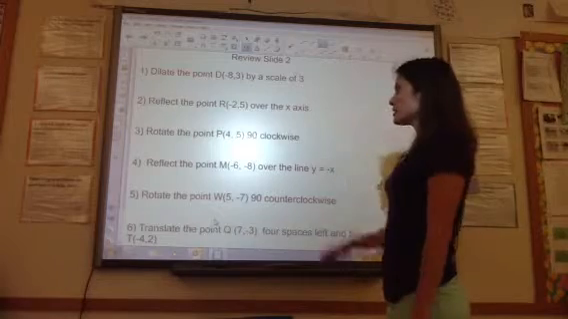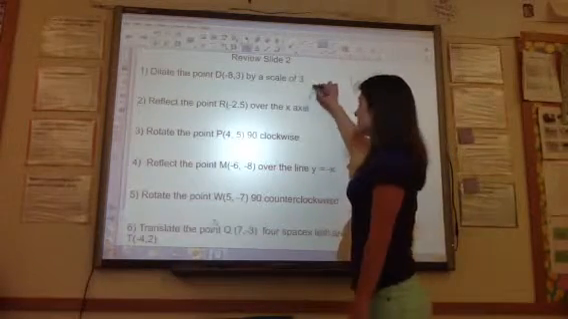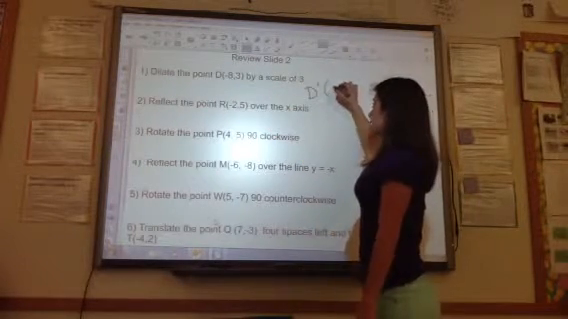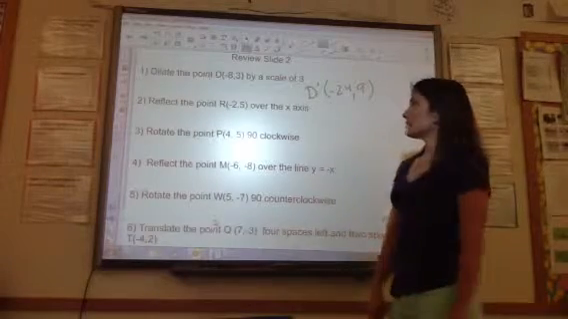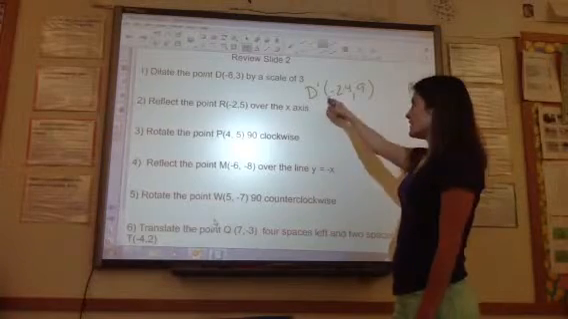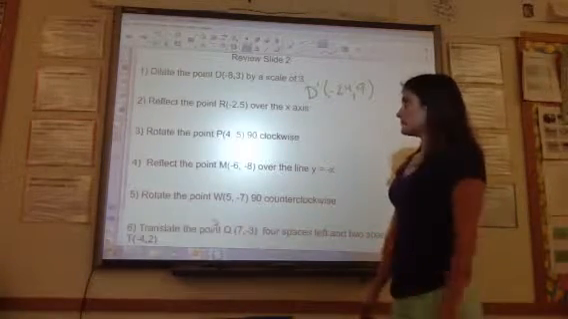So, dilation of point D by a scale factor of 3 means that the image D prime is going to have each coordinate multiplied by a factor of 3. So again, 3 times negative 8 is negative 24, and 3 times 3 is 9. So my D prime is going to have coordinates of negative 24, positive 9.